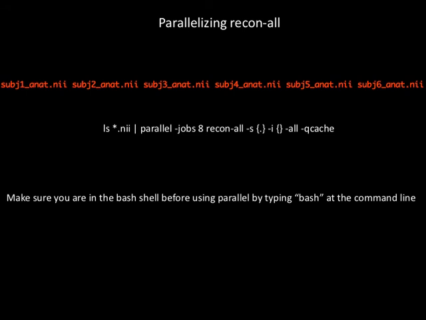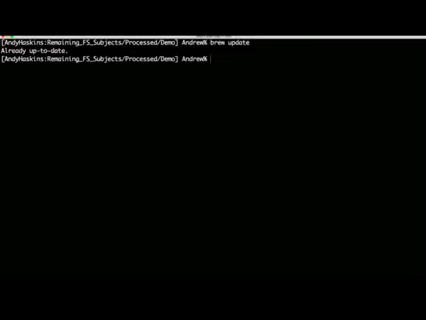One thing I want you to make sure of is that you're in the bash shell before you use Parallel. It was crashing on me for some reason. I didn't understand why. Turns out it doesn't play well with T shell for whatever reason. That's my default. Other people use bash, and bash is what you need to use for doing Parallel. So you can apply this to however many.